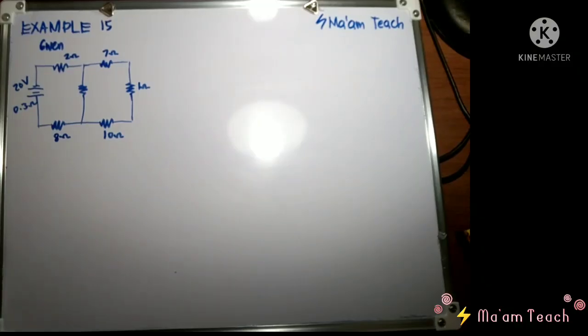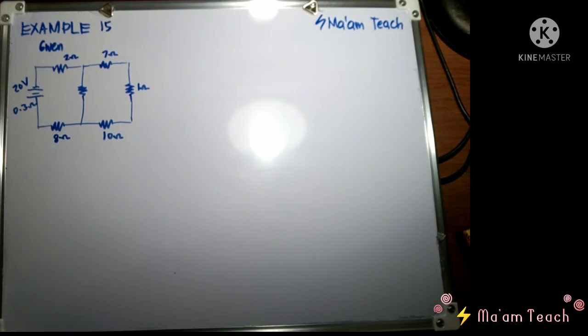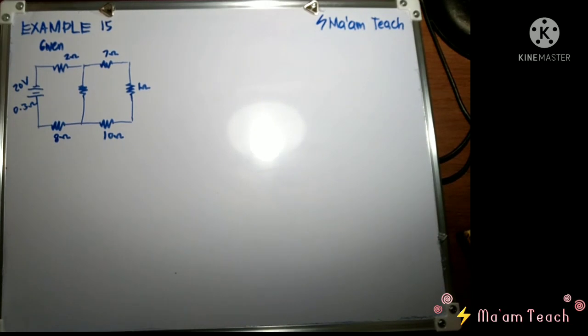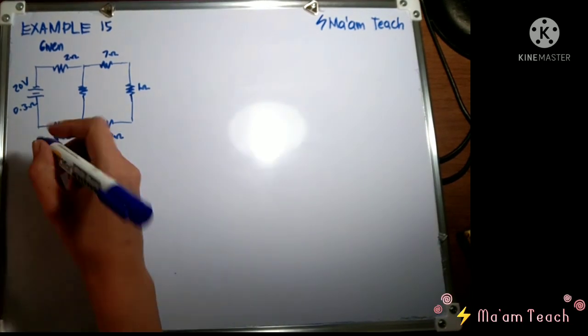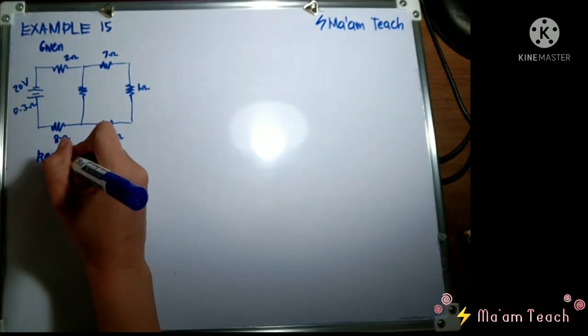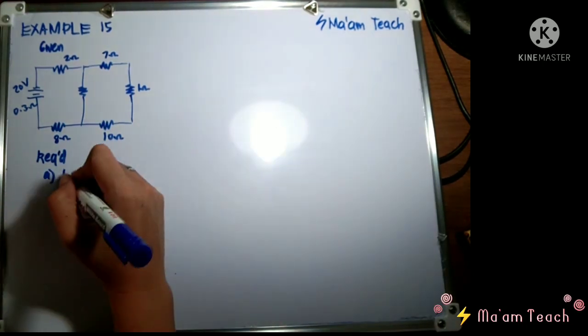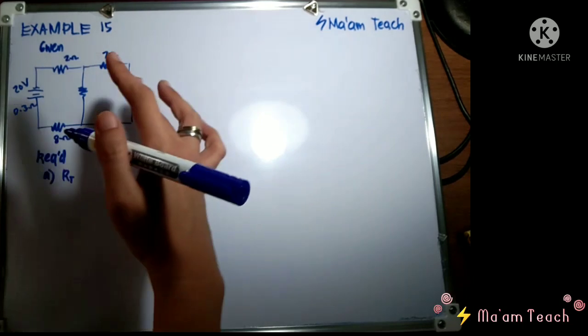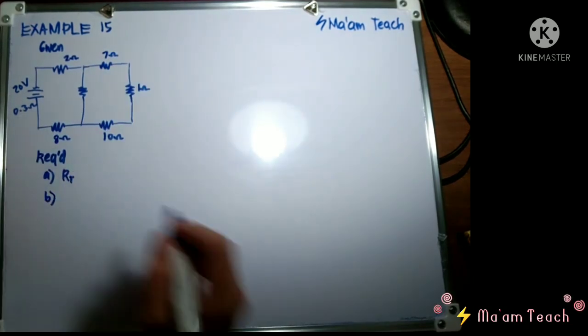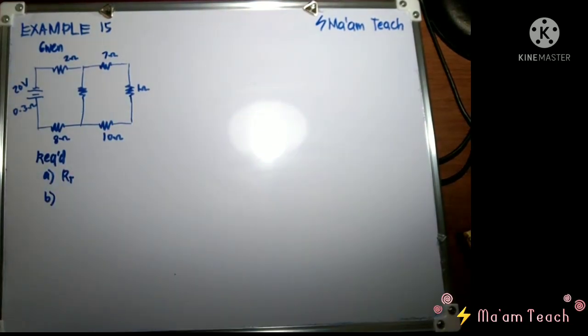Okay, class, so here's our example number 15. As you can see, we have again a series parallel circuit, and we have lots of resistances given here. In this problem, we are to determine for letter A the equivalent resistance, which means the total resistance of this circuit. And for letter B, we are to determine the current in each resistor of this circuit.